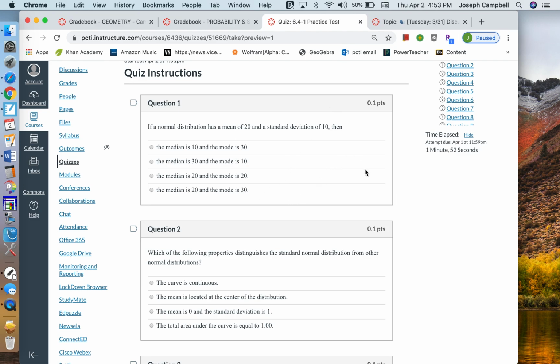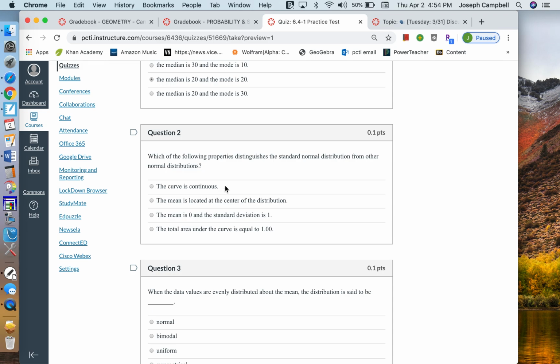Anyway, it's curved, and in the center is the highest frequency. And so the mean of 20 would also mean that the median would have to be 20 as well. Median is, of course, the middle. Normal distribution, symmetric, and unimodal. The mode is, of course, the most frequent, which would also be 20. So this is that choice there.